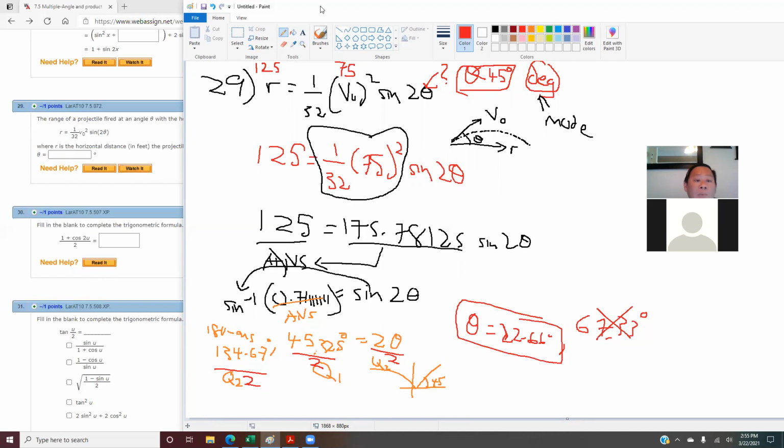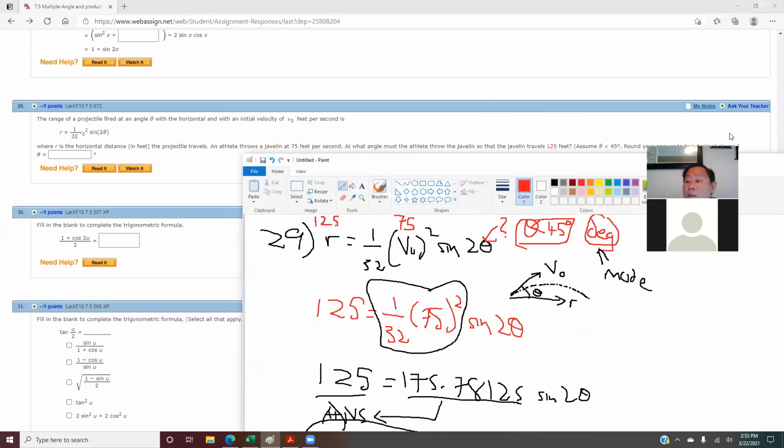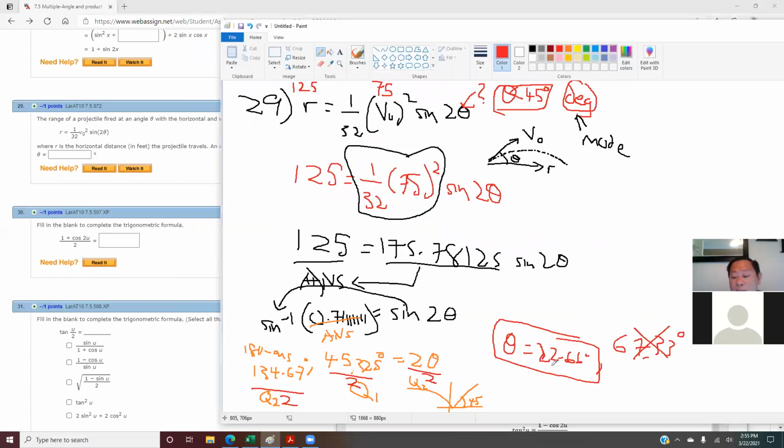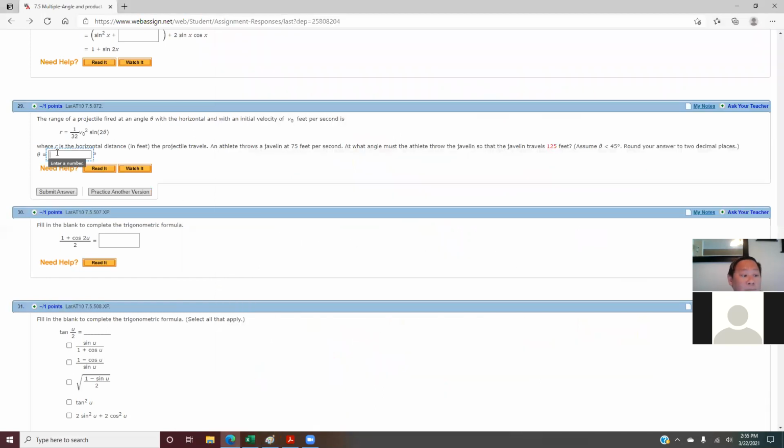I don't know how many decimal places they want. They want this in 2 decimal places. So that's why your answer is 22.66 here.